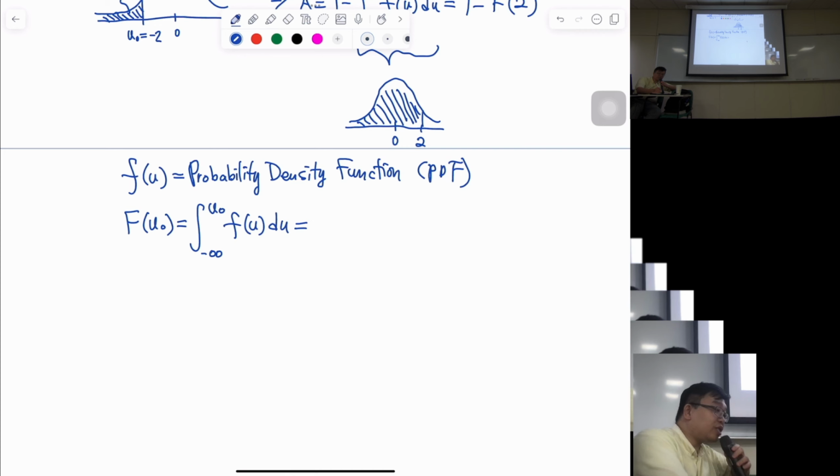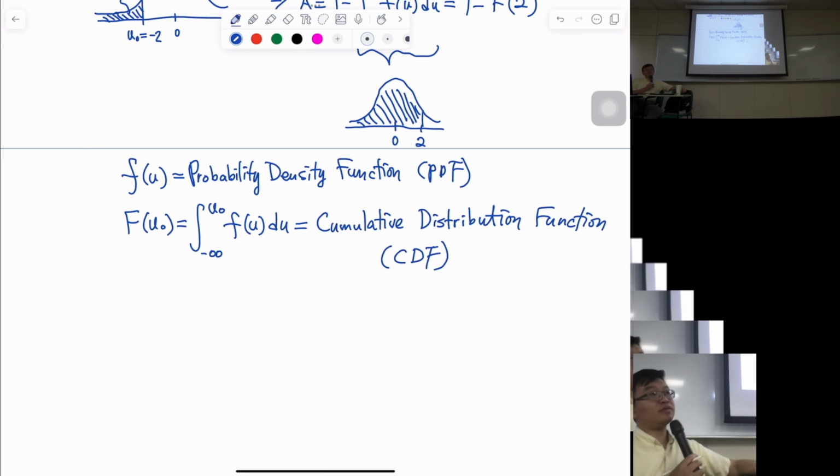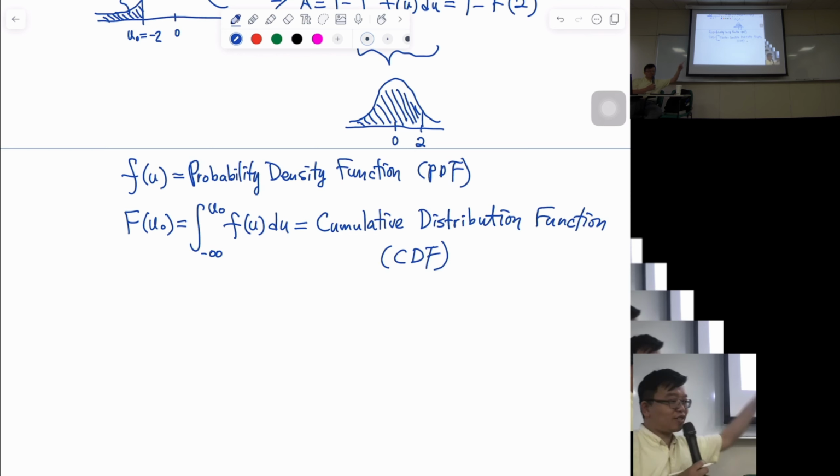And we call this the cumulative distribution function, so-called a CDF. So in statistics, PDF and CDF. Okay?